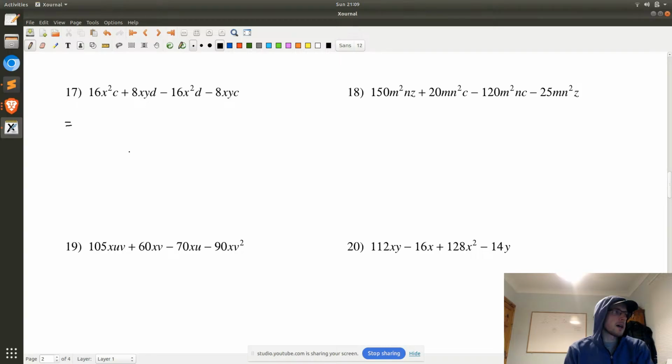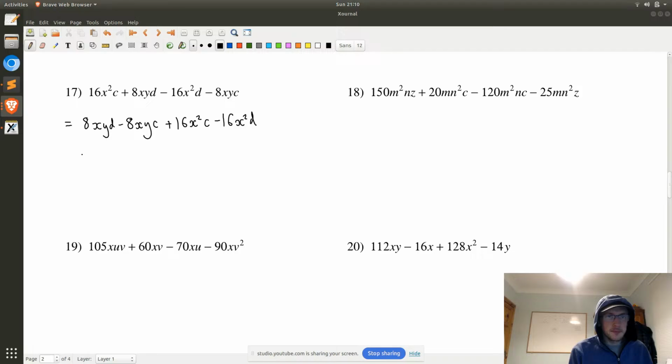I didn't hear a bell. Okay. Put those together. 8xyd. Take 8xyc plus 16x squared c. Take 16x squared d. And we factor by grouping now.